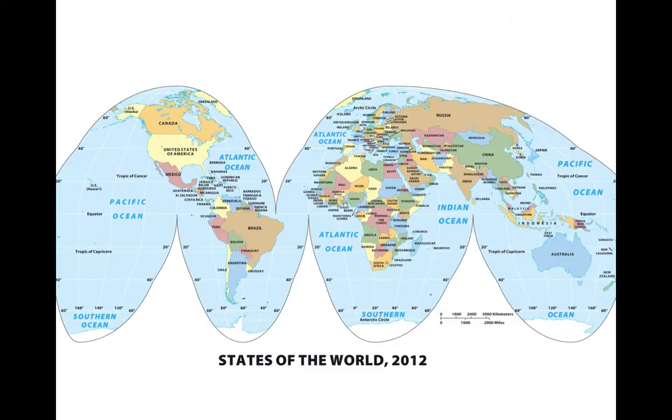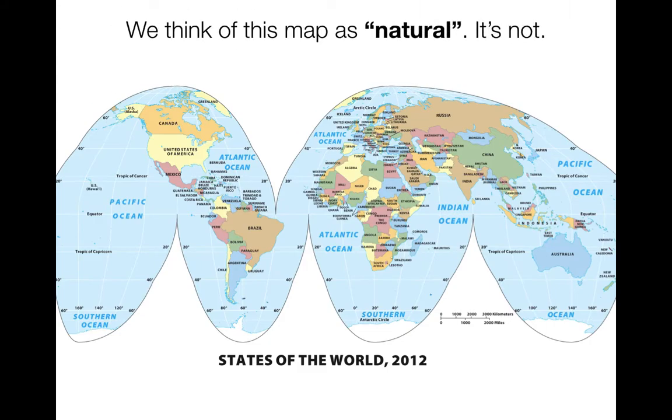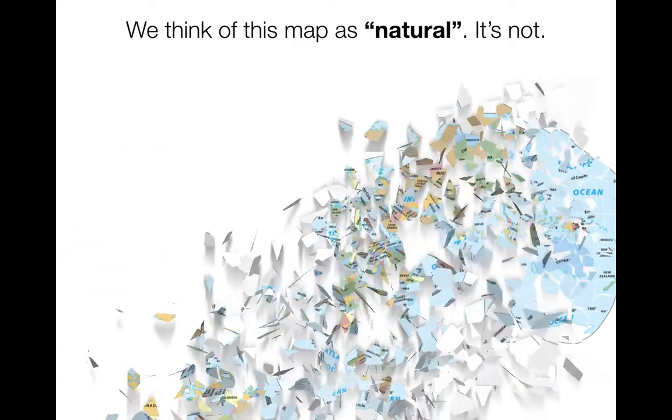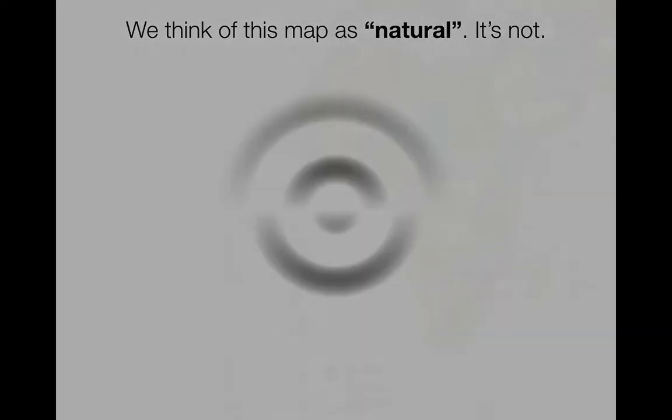So the first thing we're going to do is retrain our thinking. We think of this map as natural. This is the map that we've always seen. All the countries are different colors. There's lines on the map. This is the way it is. But we have to retrain ourselves to understand that this map is not a natural occurring thing.